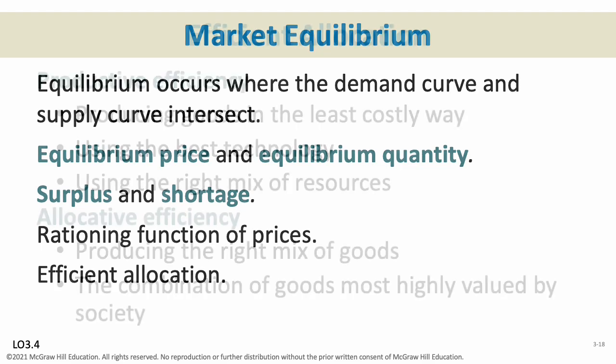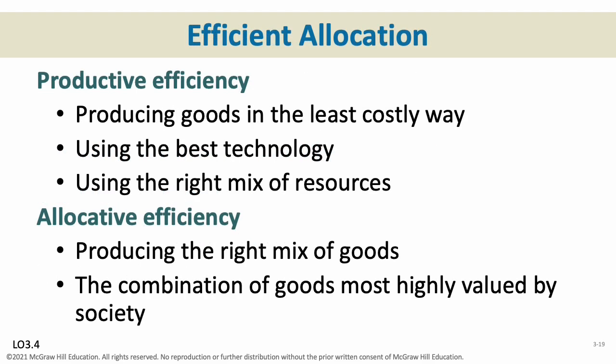To achieve efficient allocation requires two things. Up first is what's known as productive efficiency, and productive efficiency is the production of goods and services in the least costly way, meaning we're going to use the best technology, the best labor, the best trained resources. We buy the most inexpensive imports that meet our needs. So we operate as best as possible. That's productive efficiency.